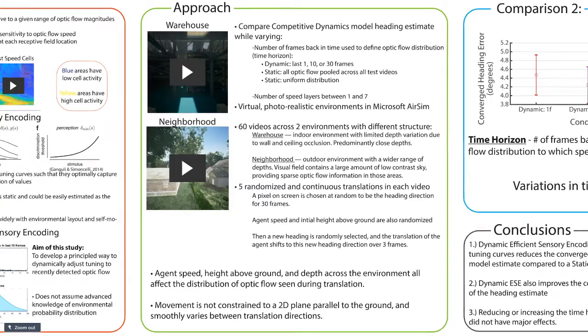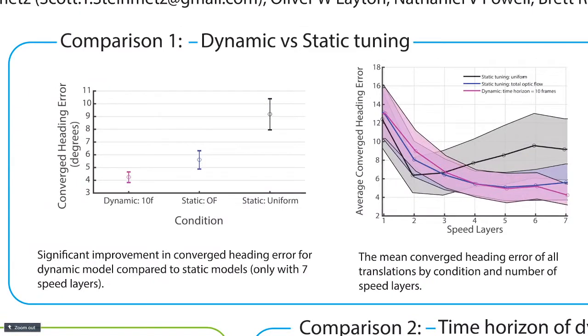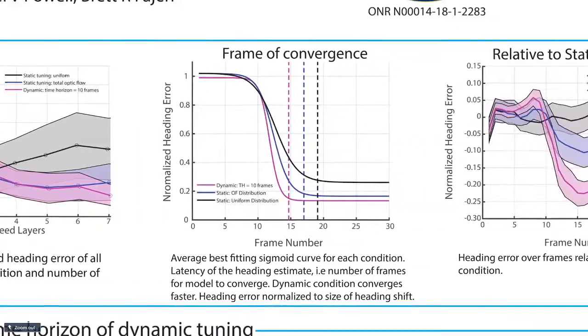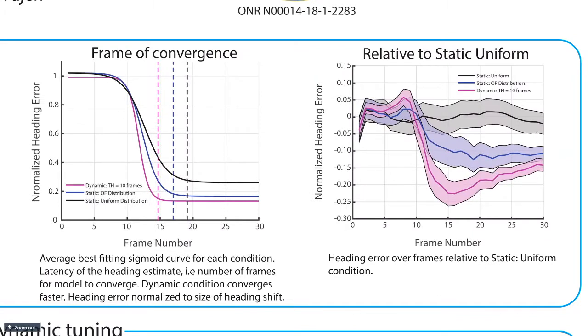10 frames. When we looked at this, we found that in the dynamic condition, the model's final heading estimate was significantly more accurate than either static condition. While the difference is a little over a single visual degree, that's a 20% improvement in accuracy. Further, the improvement was not just in the final estimate accuracy, but also in how quickly the model reached that estimate, or the latency of the model estimate.